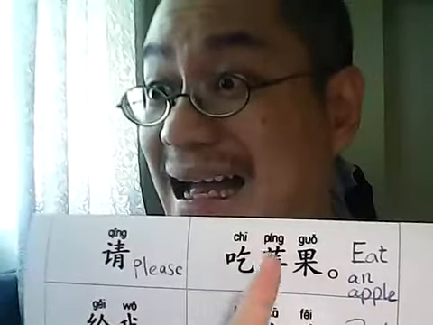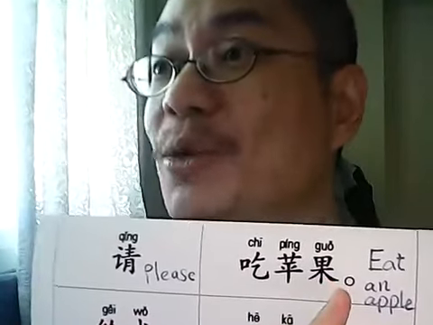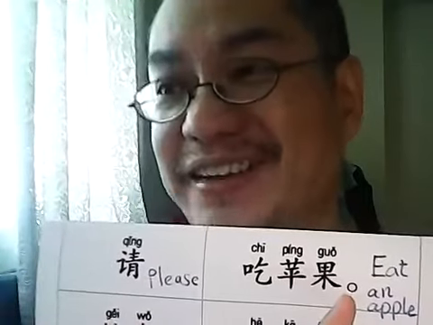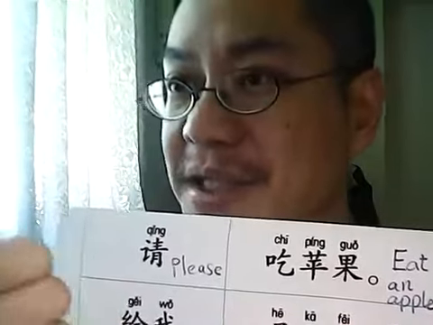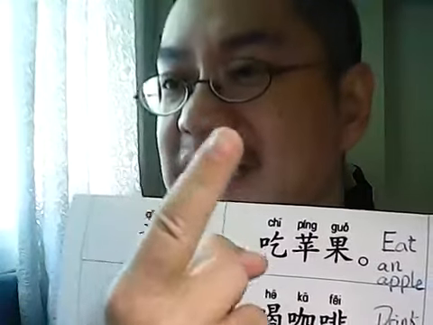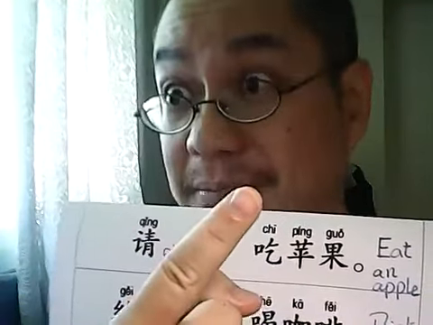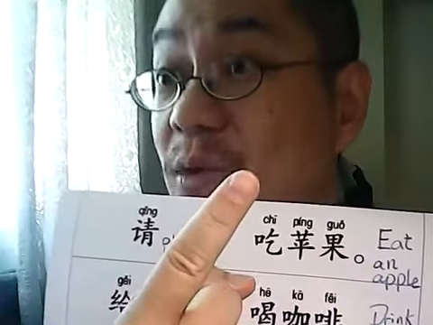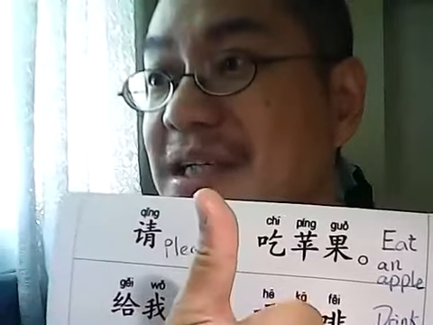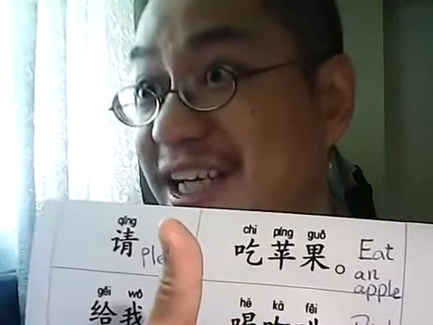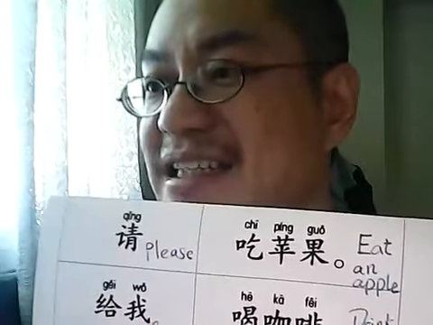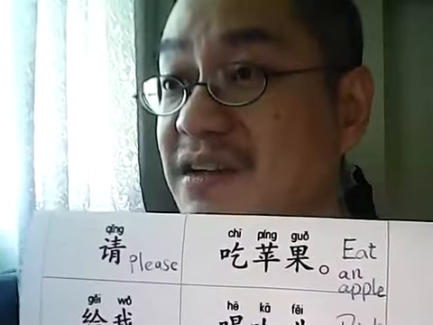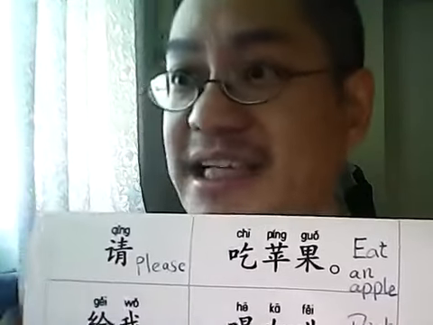How about 吧? 请吃苹果吧. Wow, that sounds good. That makes you sound very Chinese. 请吃苹果. Okay. 请吃苹果吧. Okay. 吃苹果, normal tone. 请吃苹果, wow, polite. 请吃苹果吧, wow, very Chinese, very polite. Okay, so that's the way we use the imperative tone in a polite way in Chinese.